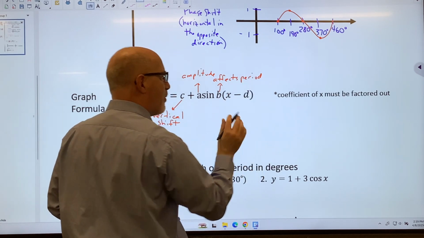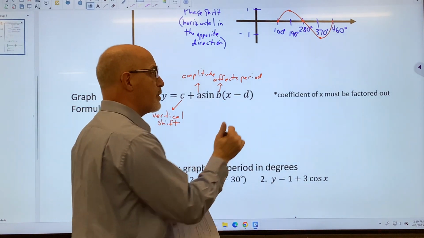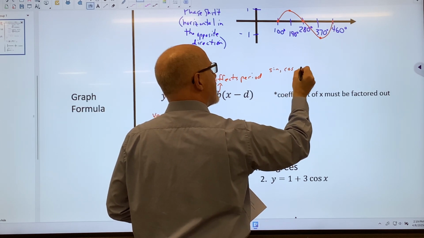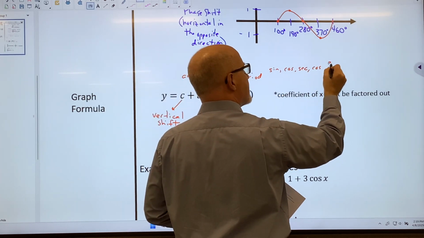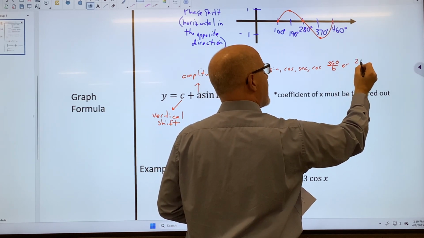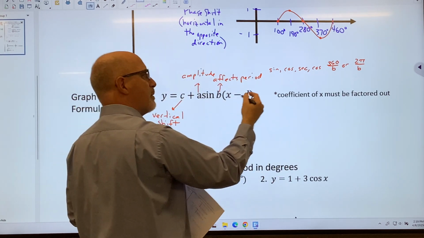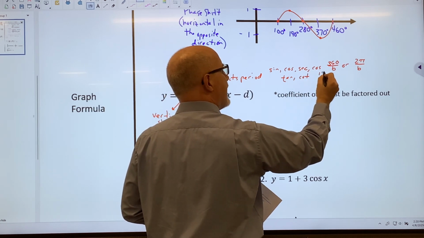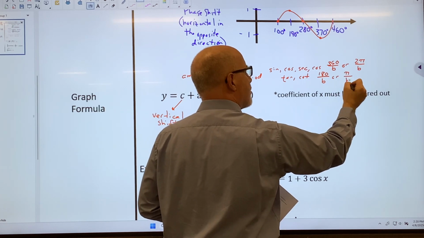Now just a reminder how it affects period. For sine and cosine, secant and cosecant, their period is 360 degrees. So for sine, cosine, secant, and cosecant, it's going to be 360 degrees divided by b, or 2 pi if it were in radians, divided by b. Okay, so that's what my period would be. For tangent and cotangent, their period starts out as 180, so it would be 180 divided by b, or pi if we're in radians, divided by b.